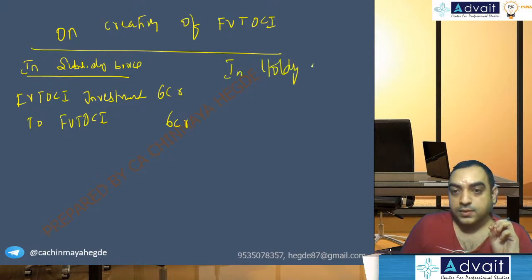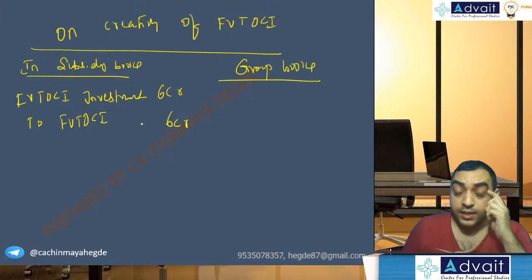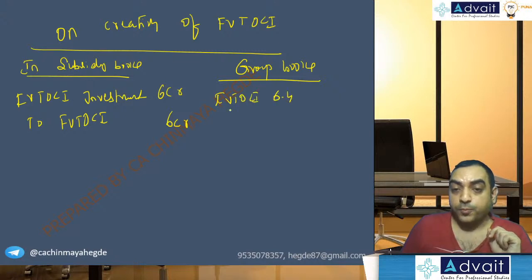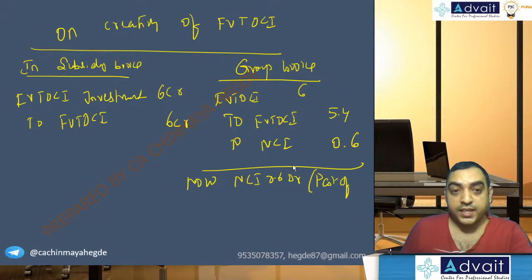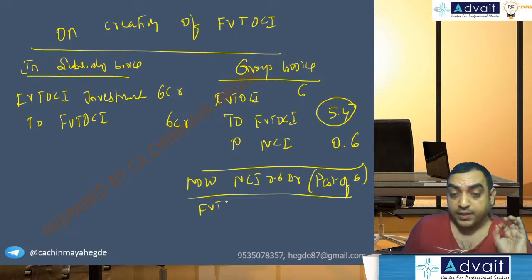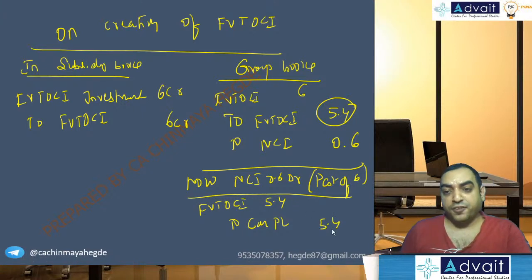In holding company books or in group books, what entry would you have done? You would have done FVT OCI 6 to FVT OCI group books, ConPL, consolidated P&L, or the group books 6 crores means 90%, 5.4 to NCI 0.6. Now NCI 0.6 is a credit, which is part of the net assets. How much is part of the net assets? 6 crores. And this 5.4, that is debited to FVT OCI account, debit 5.4 to ConPL 5.4. Dear friends, are you getting the clarity now?